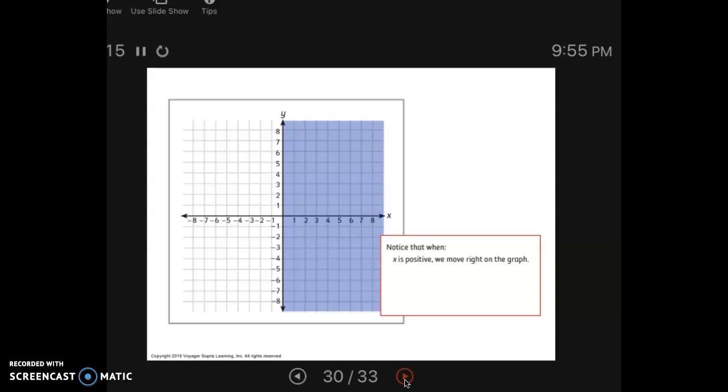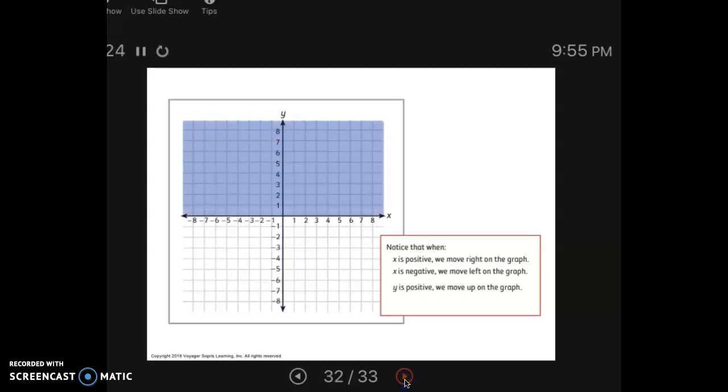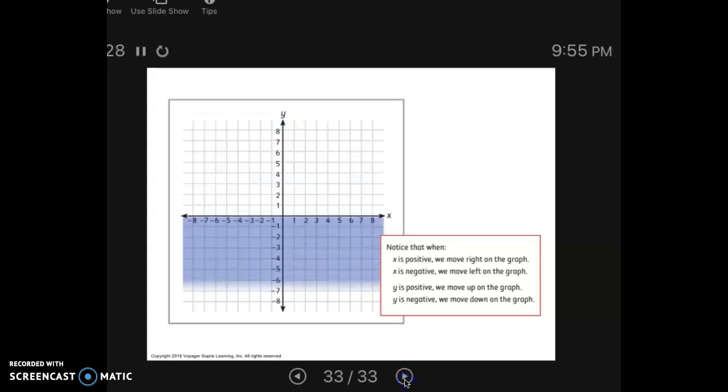Notice when the x is positive, we move to the right on the graph. And when the x is negative, we move to the left. When the y is positive, we move up on the graph. And when the y is negative, we move down.